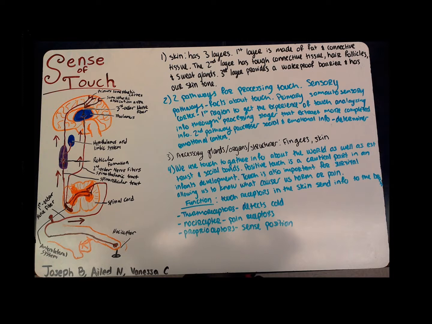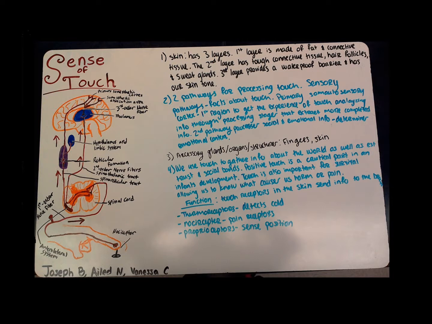We use touch to gather information about the world around us, as well as establishing trust and social bonds. Positive touch is crucial in an infant's development. Touch is also important for our survival, letting us know what causes us pain or harm. Touch receptors in our skin send information to the brain. We have our thermoreceptors, which detect heat, our nociceptors, which detect pain, and our proprioceptors, which sense position.